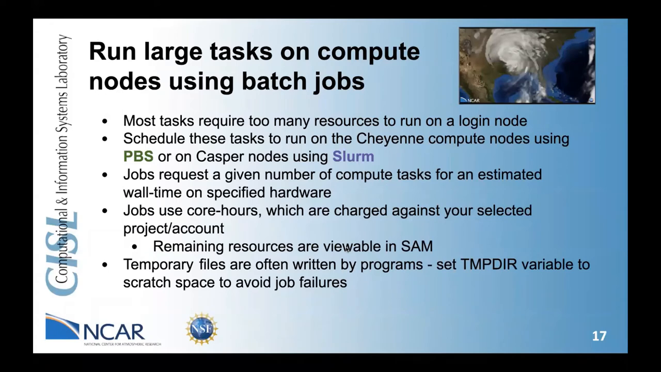And then the thing that's common between PBS and Slurm is that they basically request a certain amount of computing, for a certain amount of time, on a certain amount of hardware. They use core hours in terms of how they're charged. That is exactly what it sounds like. It's the number of cores you used multiplied by the number of hours you used them for. That's kind of the money it cost you to run the work you were trying to do. Again, you can see how much balance you have left by logging into SAM.